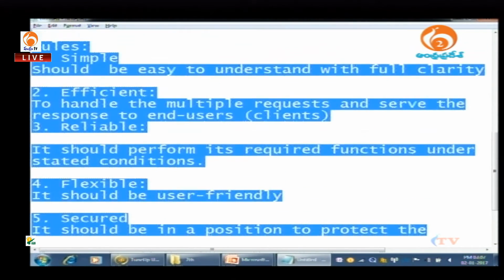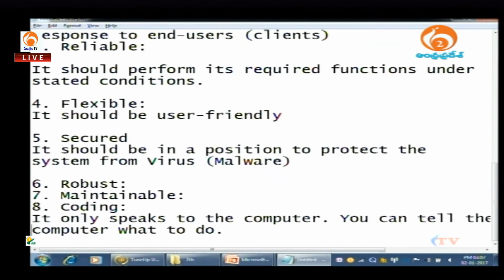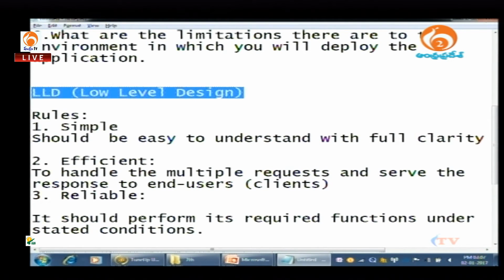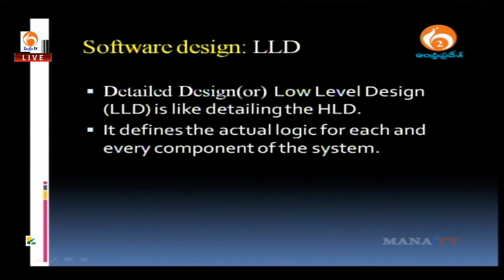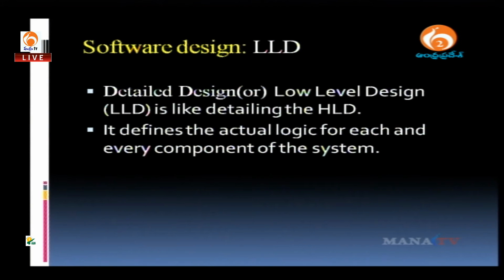So now you can see the first one is simple, second efficient, third reliable, fourth flexible, fifth secured, then robustness, maintainable and coding. These are the rules to be followed in low level designing. It defines the actual logic for each and every component of the system.